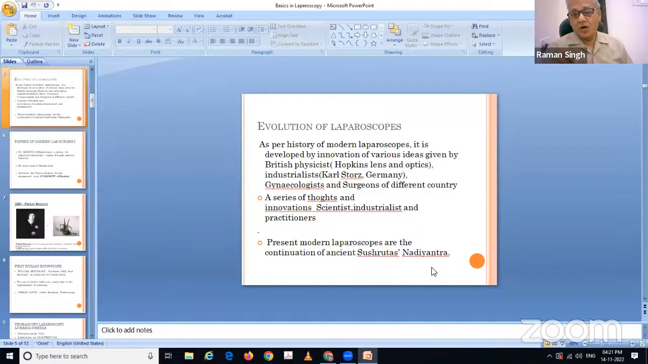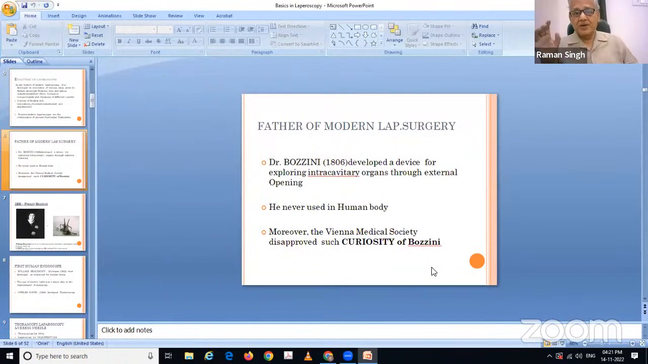And Sushruta already told this. After many views and many industries and persons doing this research, we come to a conclusion and a particular definition, which was already described by Sushruta in the past. Present modern laparoscopes are the continuation of the ancient Sushruta Nadi yantra. We can say this because Dr. Bozzini in 1806 developed a device for exploring intracavitary organs through an external opening, but he never used it in human beings. He only used it in a dog.